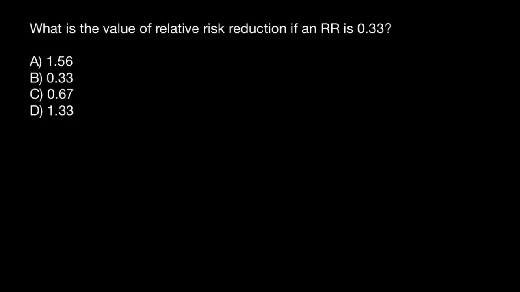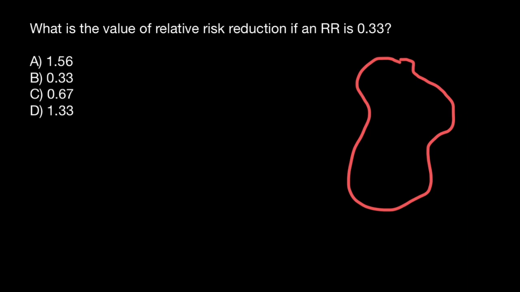Hello and welcome to Nikolay's Biostatistics lessons, and today's question is: what is the value of relative risk reduction if relative risk is 0.33? Imagine that this is our sample space, and here we have, let's say, 1,000 people.